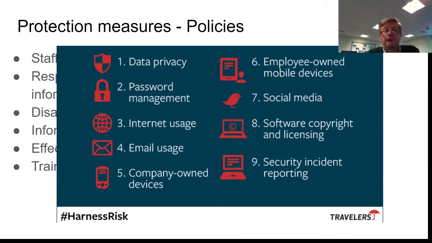So here's a list of the kind of things that you would expect to see in a data protection policy. Okay, so these 9 topics are kind of standard contents of a data protection policy within an organization, and they cover data privacy, passwords, use of the internet, safe use of email, what is and what isn't appropriate internet and email usage, how you handle company-owned devices and what you can and can't do on a company-owned device.